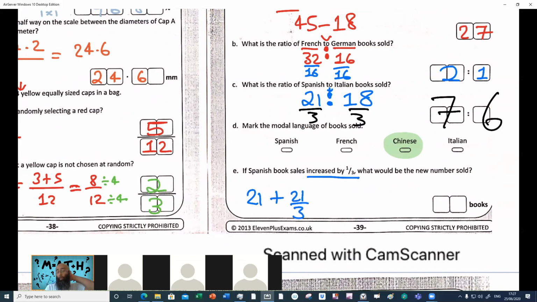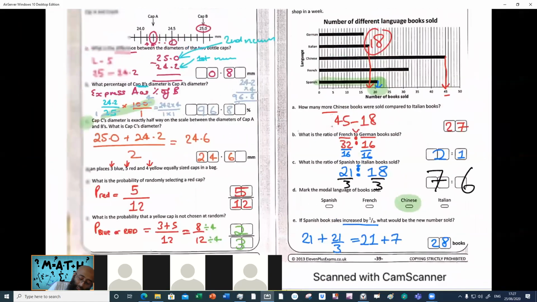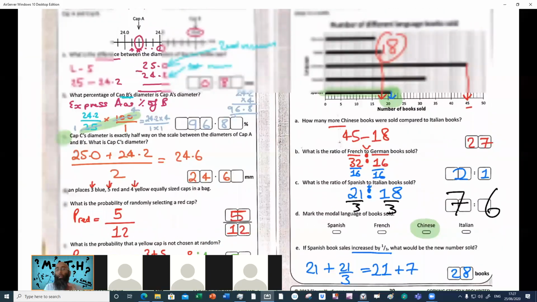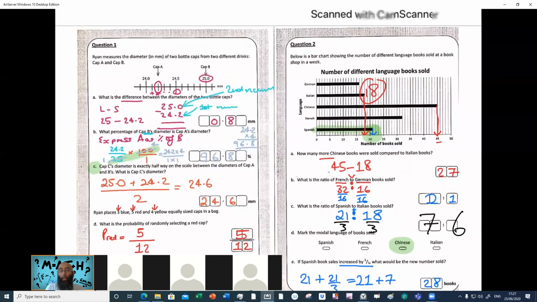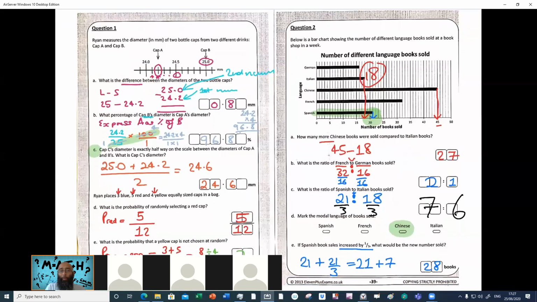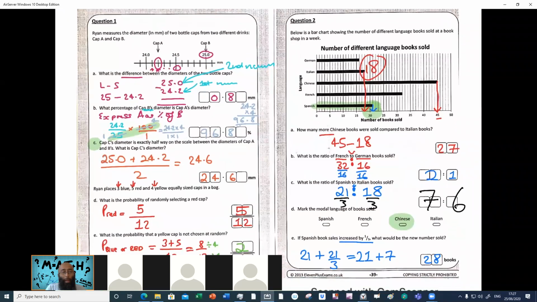What's 21 divided by 3, Lisa? 7. So it becomes basically 21 add 7. So our new answer is? 28. Fantastic. So Eliza, quick question. Can you see now what we're studying in the maths lesson coming, jumping into our exam papers? Yeah. Absolutely they are.